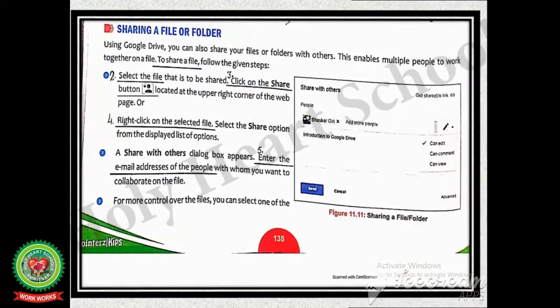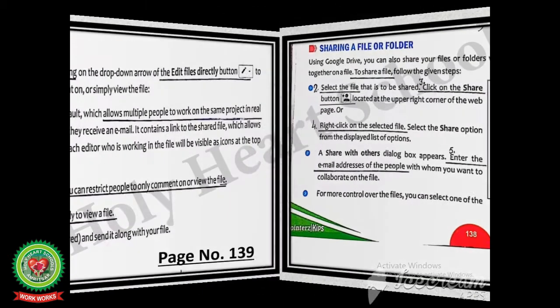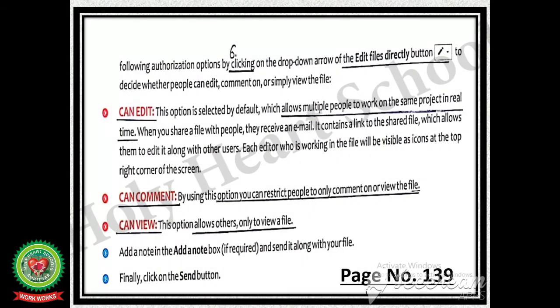Next is sharing a file or folder. It means enabling multiple people to work together on a file. While sharing, you can decide whether people can edit, comment on, or simply view the file. So these are the 3 authorization options.